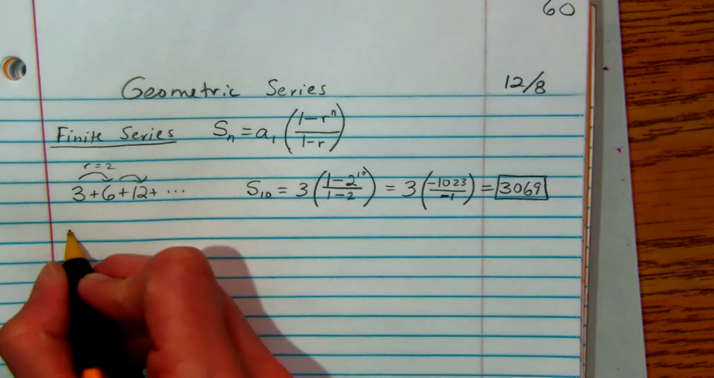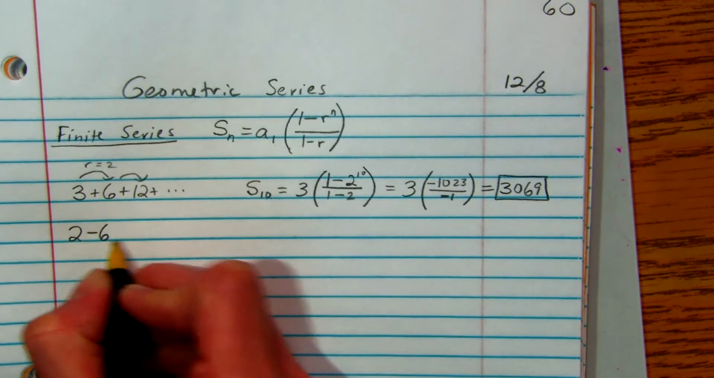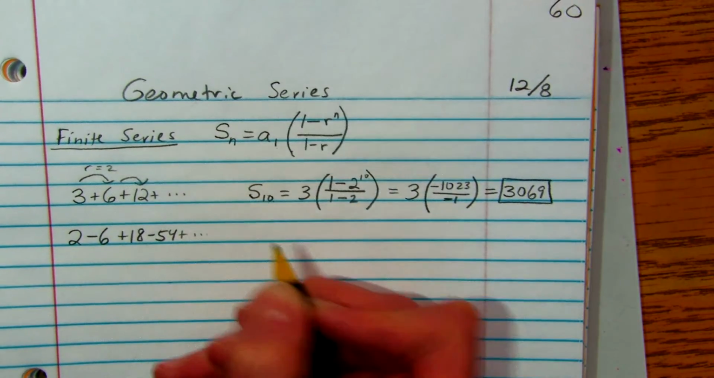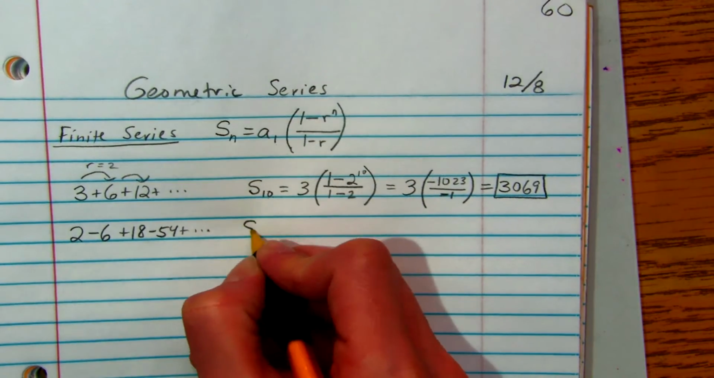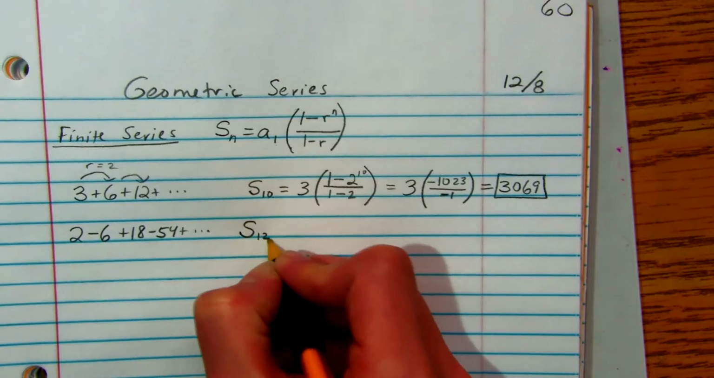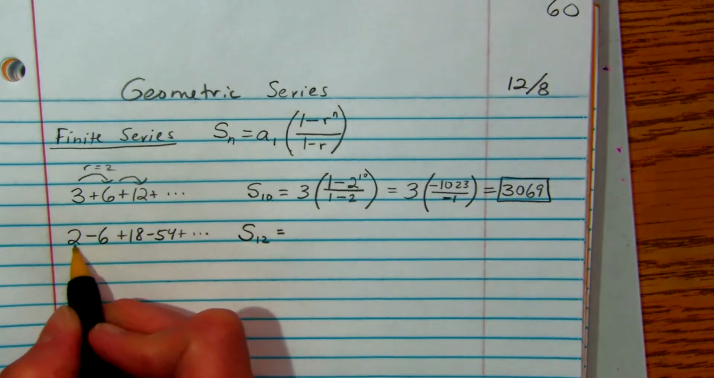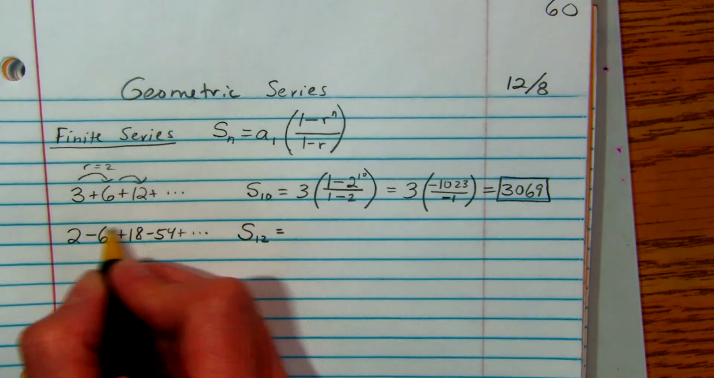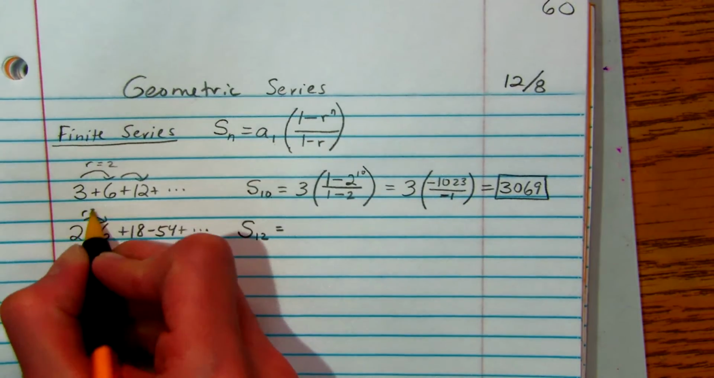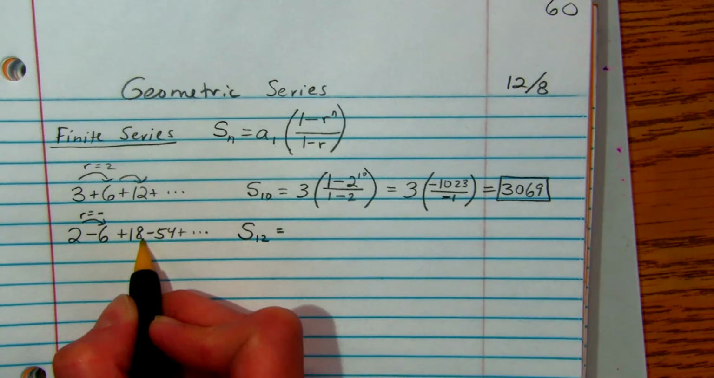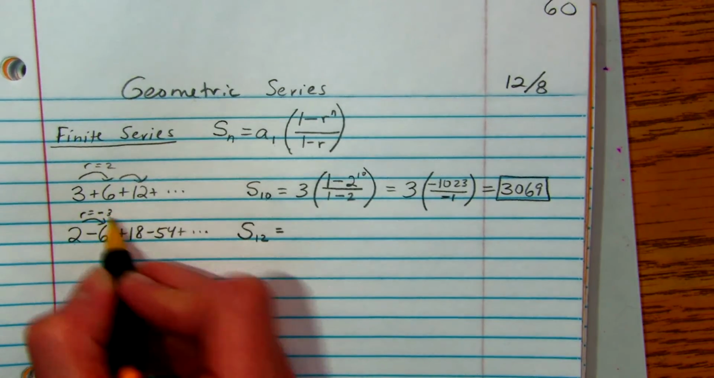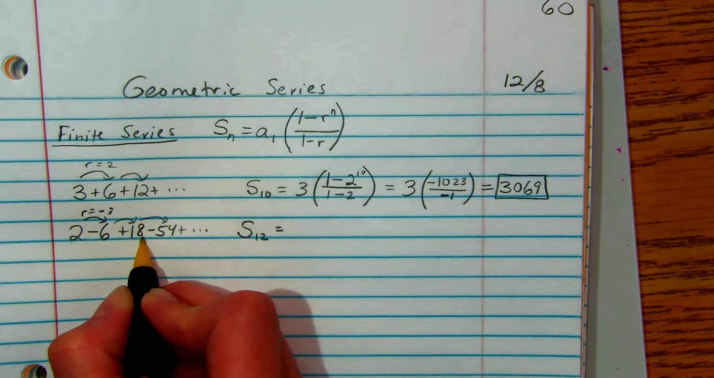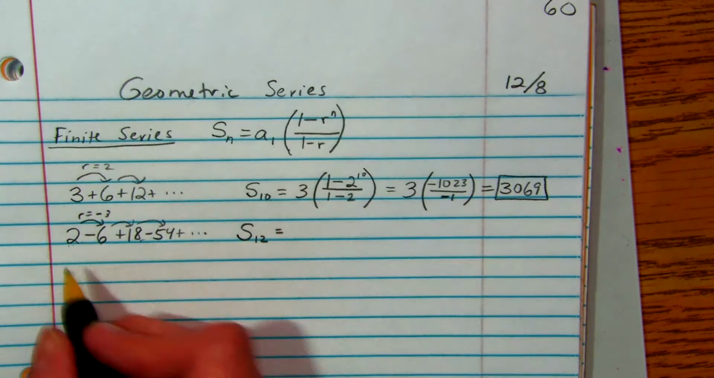Let's say that I have 2 minus 6 plus 18 minus 54 plus, and it just keeps going. And they want us to find the sum of the first 12 terms. Now if I'm looking at what we're multiplying by, I notice it's going positive, negative, which means that my ratio has to be negative. And what is that negative number? 3. Looks like we're multiplying by negative 3, because we go from 2 to negative 6 to positive 18 to negative 54. And then my first term is 2.